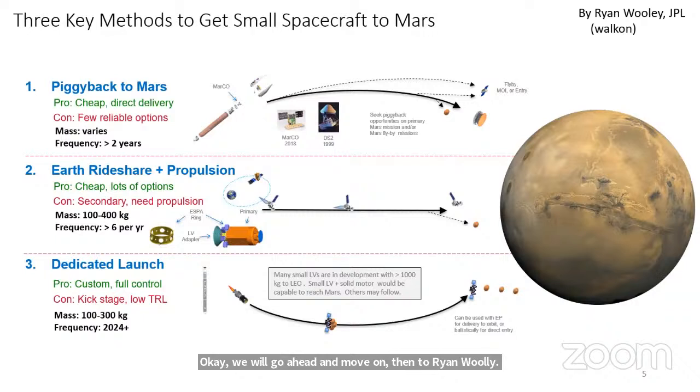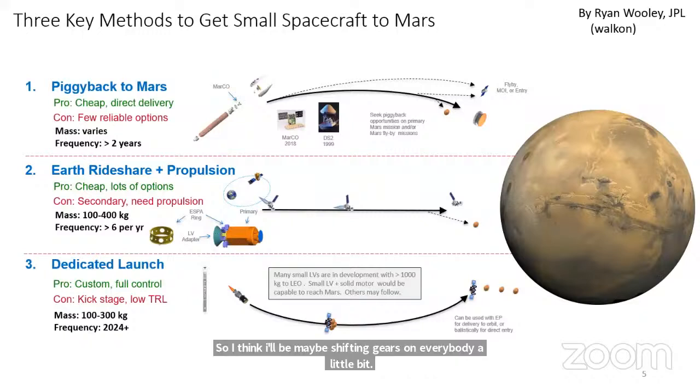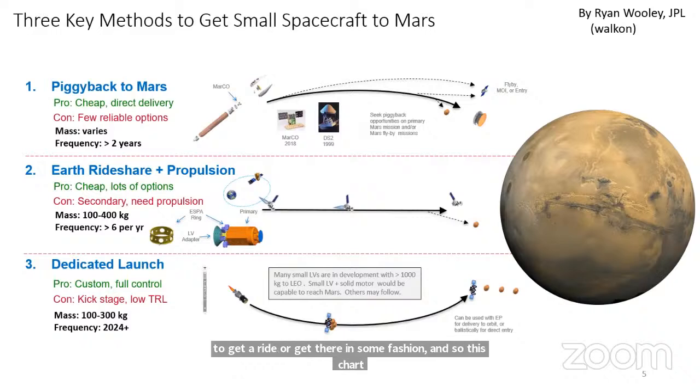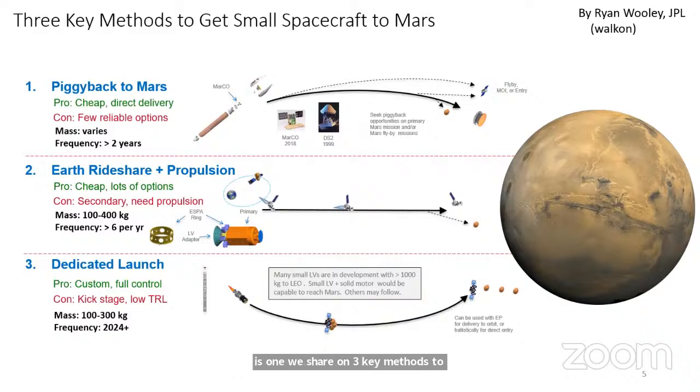Go ahead. Great. Yeah, so I think I'll be maybe shifting gears on everybody a little bit. Serena asked me to chime in with a little bit. We do a lot of thinking here at JPL about how do you get stuff to Mars, right? So, you have a lot of great concepts and instruments that would love to take measurements at Mars, but it all hinges on being able to get a ride or get there in some fashion. And so this chart is one we share on 3 key methods to get small things to Mars, so on the cheap, so to speak.